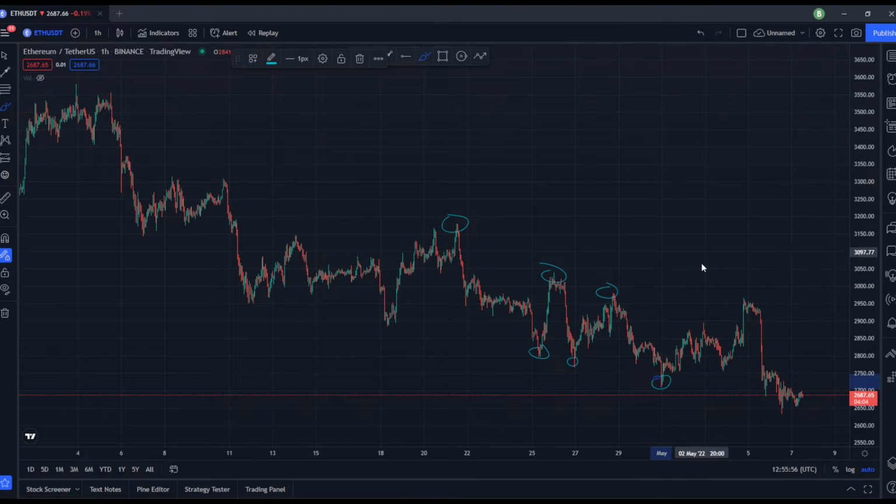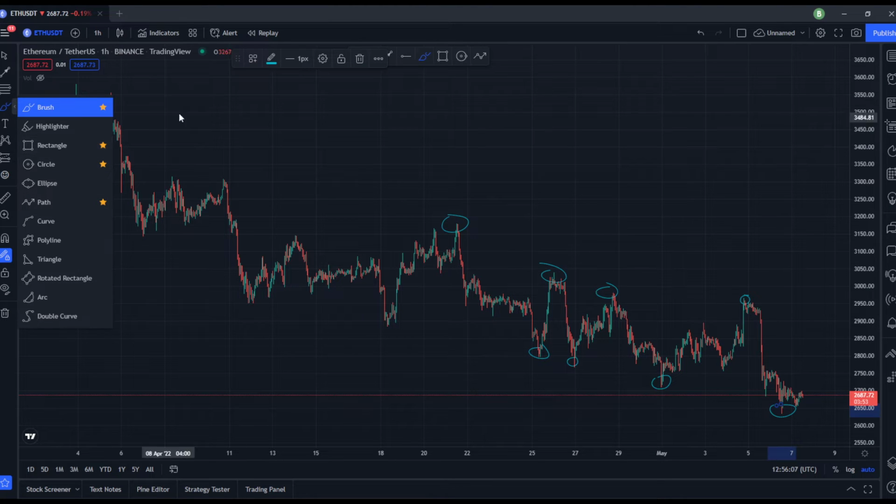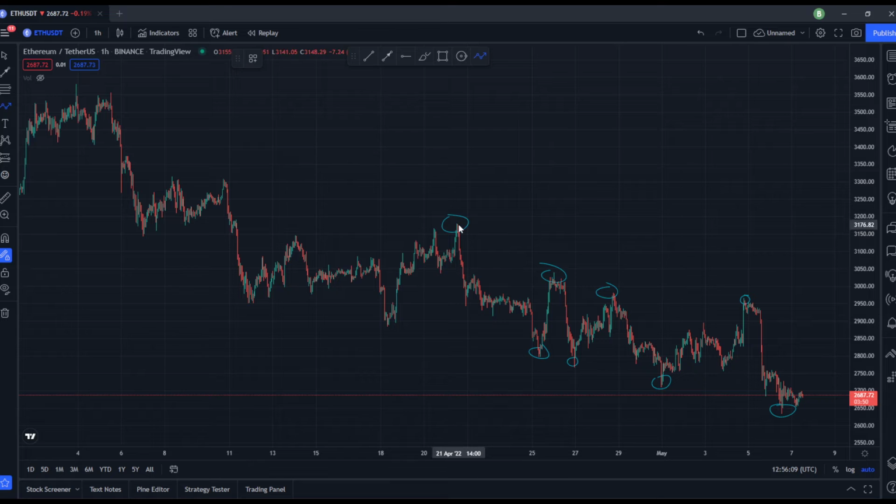And the process actually continues. You can see that this one right here formed a new high, and we are forming a new low again around this area. So if we are actually to draw maybe a line to connect them, we're going to be doing something like this.